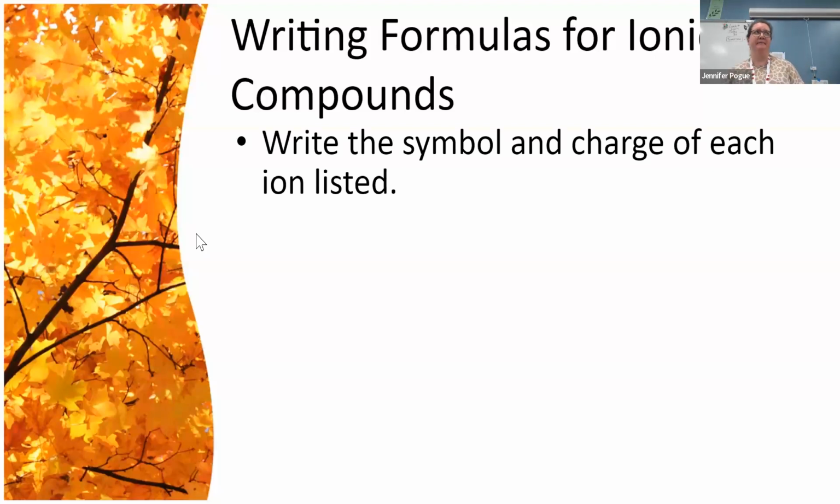So here's how we do it. Okay, we're going to take the symbol and the charge for each ion. If you have the flow chart, maybe put some notes down on there on the back. When we're all done, we have a 0 charge.